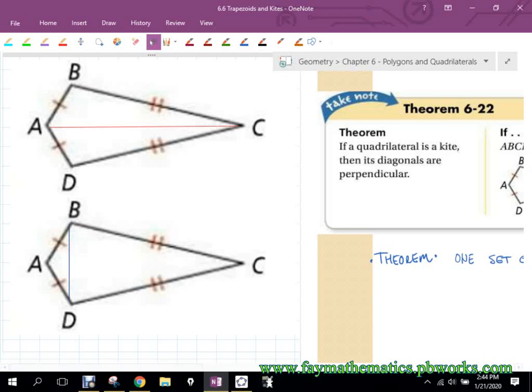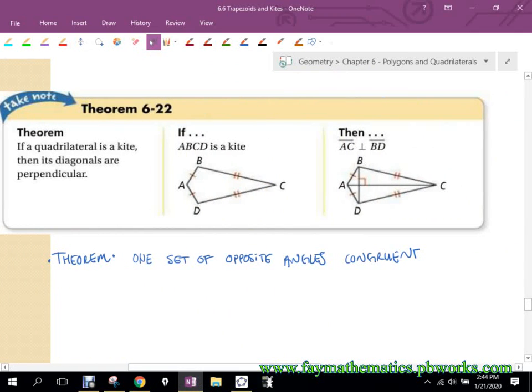The congruent angles that we deal with in this theorem, this set of opposite angles that are congruent, they exist (let's put this in parentheses) within the non-isosceles triangles created by a diagonal.